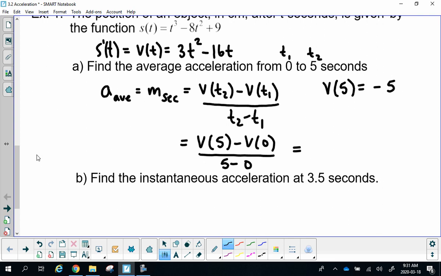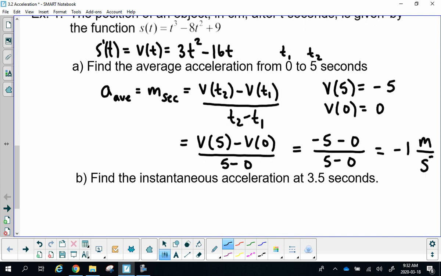Okay, and then v of 0, right, if we plug in 0, it's going to give us 0. All right, so we're going to have negative 5 minus 0 all over 5 minus 0, which gives us negative 5 over 5, which gives us negative 1. So what does that mean, the negative 1? The negative 1 tells us that the average acceleration is negative 1 meters per second squared.